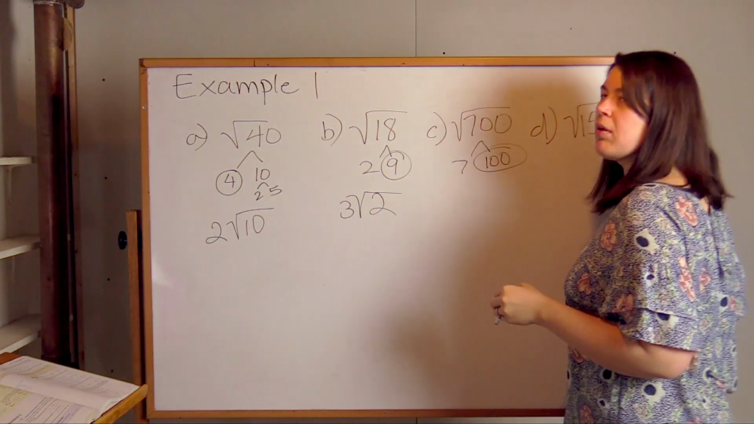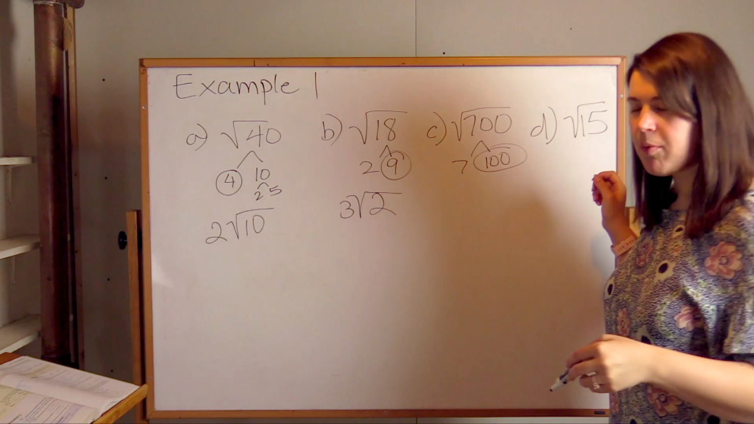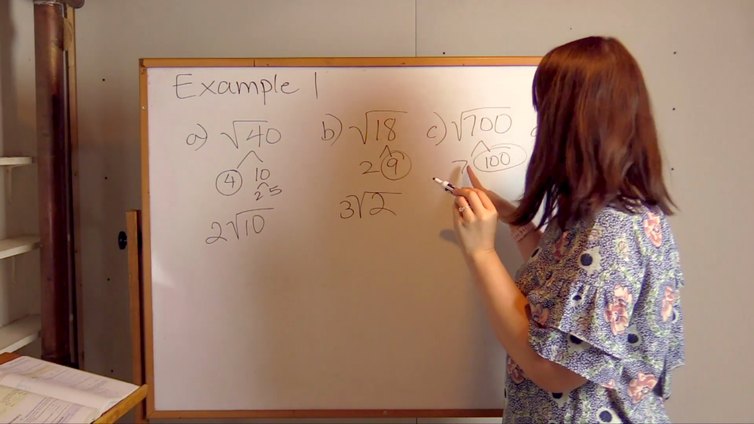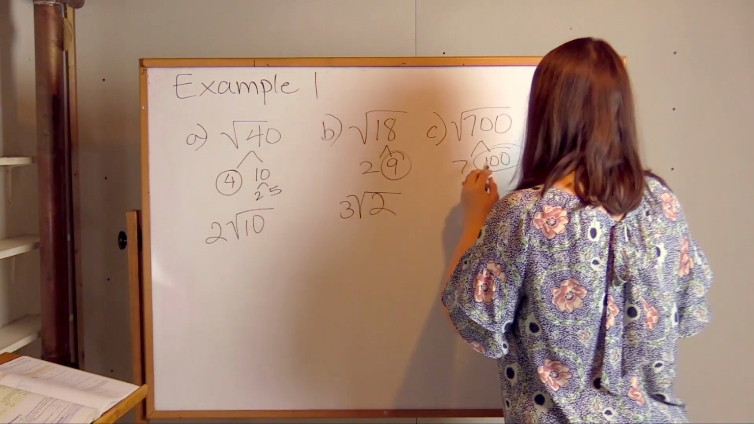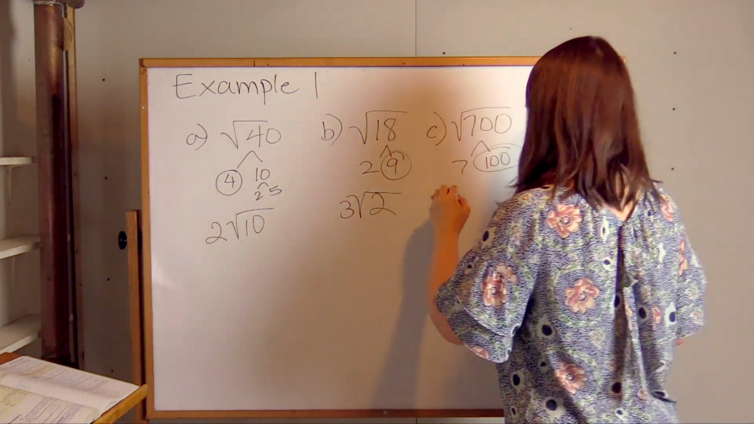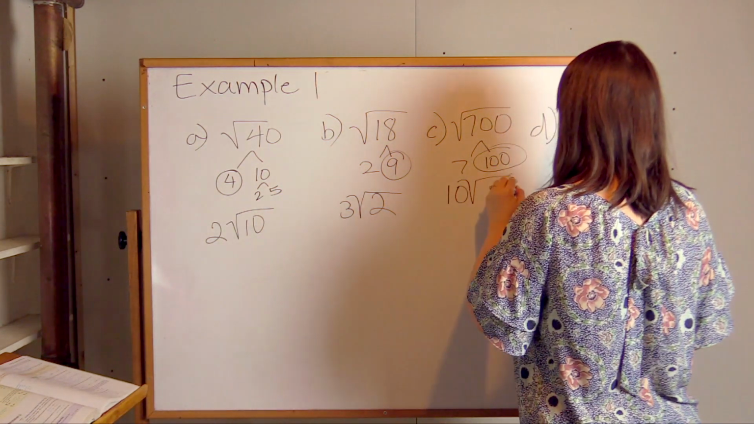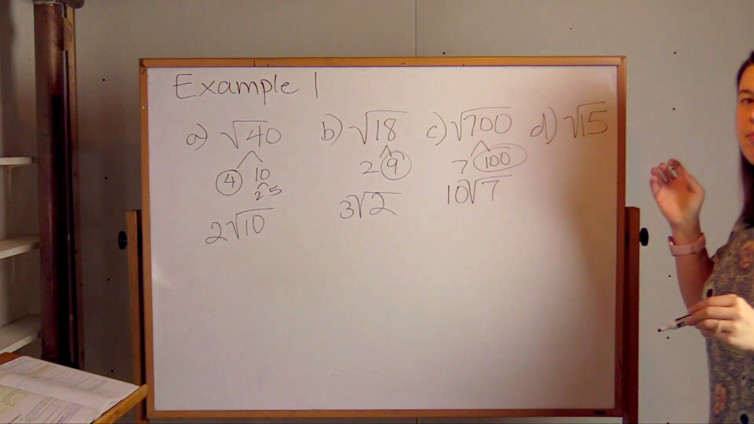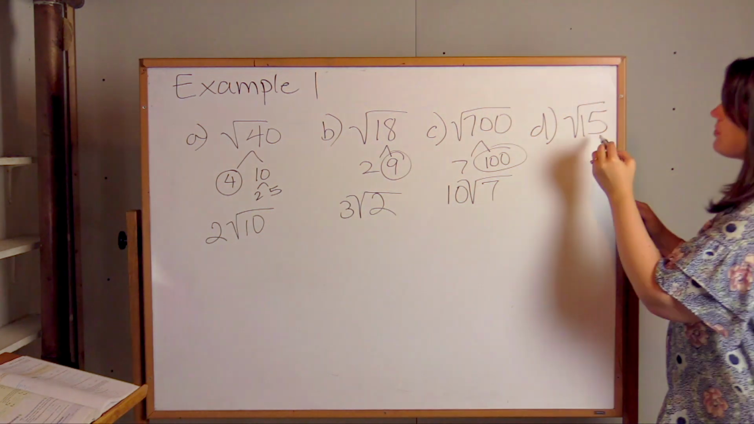All right, on this one, 7 times 100. Oh, looky there. 100 is a perfect square. So what's that mean? We can take the square root of 100, but 7 has to remain. So the square root of 100 is 10. So 10 goes on the outside of the radical. What's left behind that I can't square root? 7.